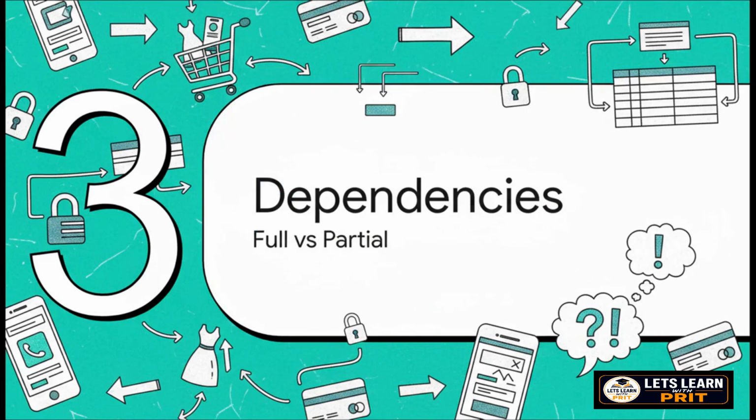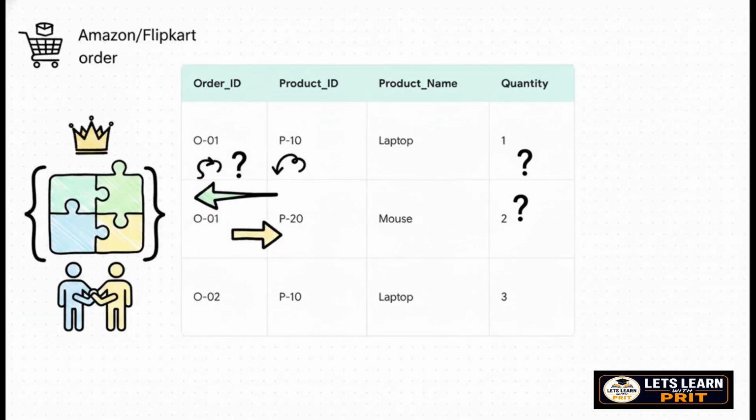Section 3, Full and Partial Dependencies. Don't worry, a simple shopping app example will make this incredibly easy to visualize. Let's say आपने Amazon या Flipkart से कुछ ऑर्डर किया. एक ही ऑर्डर आईडी के अंदर let's say O-01 आपने एक लैपटॉप भी मंगवाया है और एक माउस भी. यहाँ पर सिर्फ ऑर्डर आईडी से कोई यूनिक रो नहीं मिल सकती क्योंकि O-01 दो बार रिपीट हो रहा है.